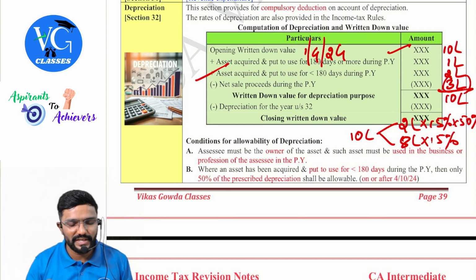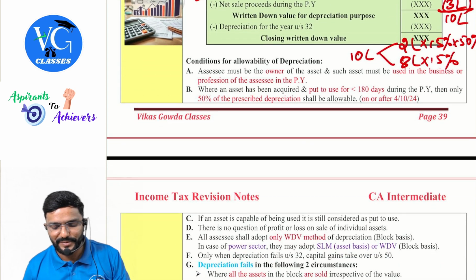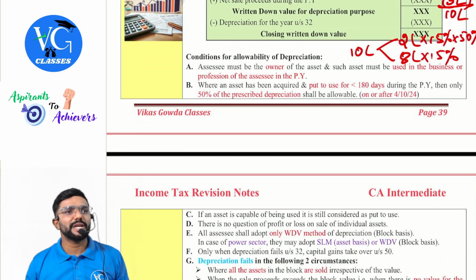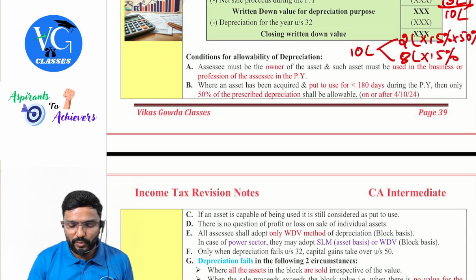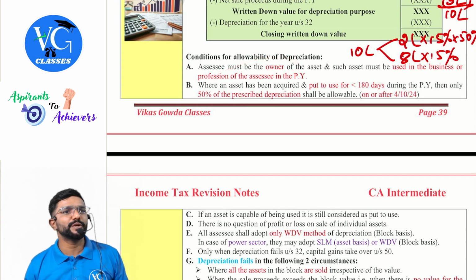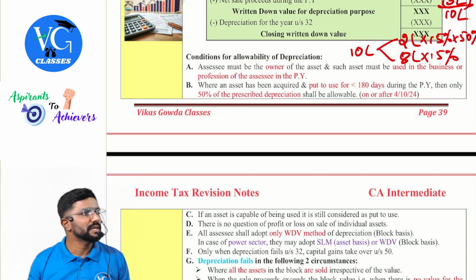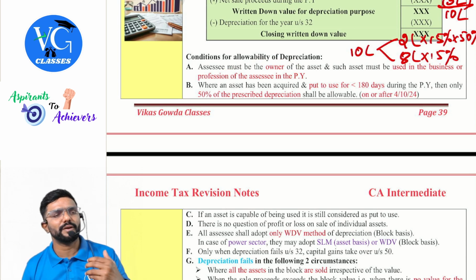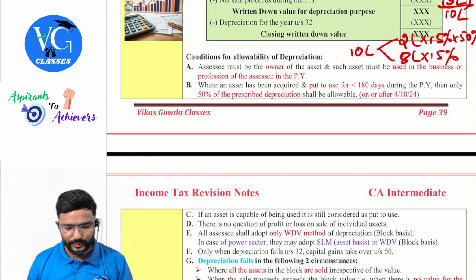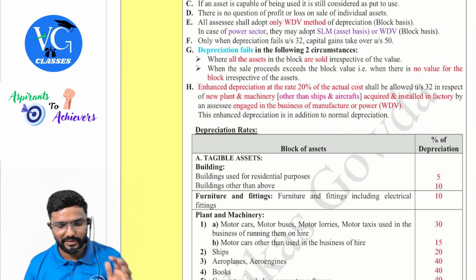This is only when there is a sale and all, you might get confused. That's why I just mentioned. Coming to the condition to claim depreciation, assessee should be the owner of the asset and such asset should be used for the business or profession of the assessee. Sir, whatever is partly used for business, partly used for personal, only whatever is attributable for business purpose will be allowed. Then second point we already covered.